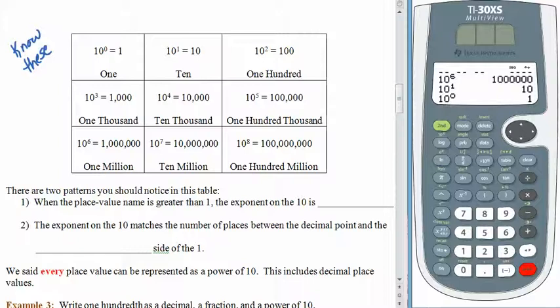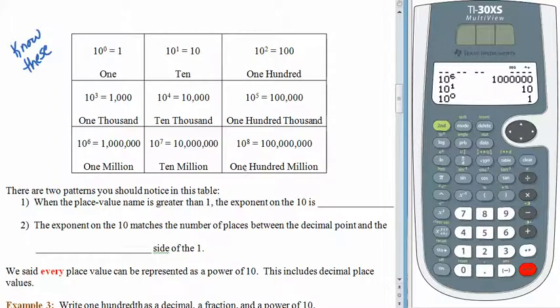And you'll also notice that the exponents increase. Every single one of these exponents is positive. The other thing is that the exponent on the 10 matches the number of places between the decimal point and the right-hand side of the 1.